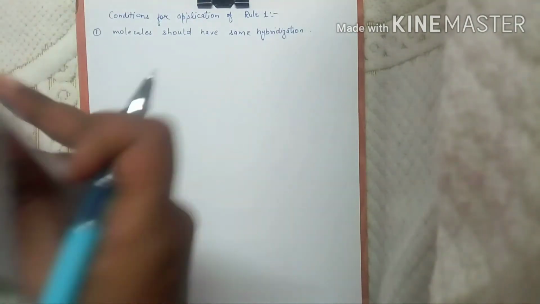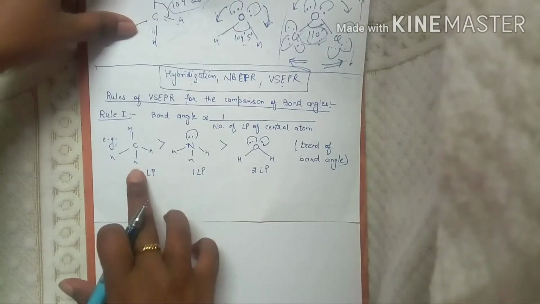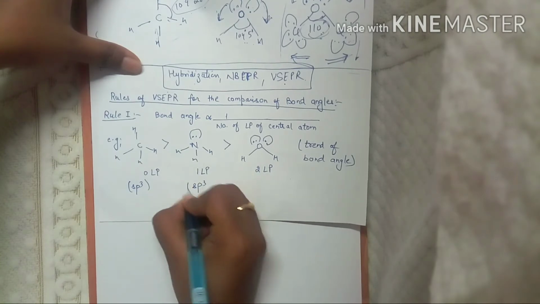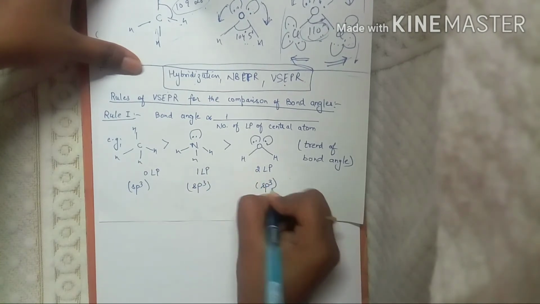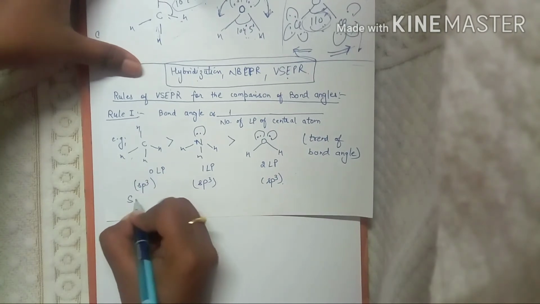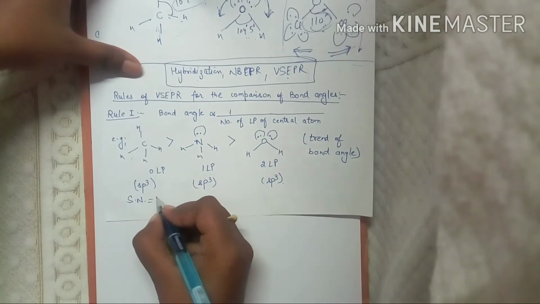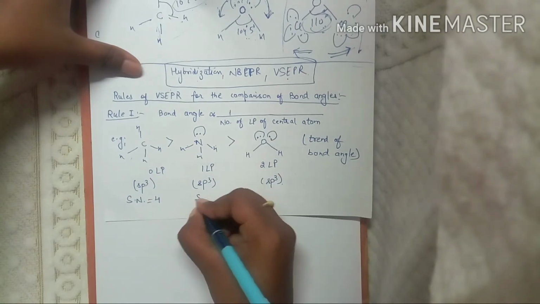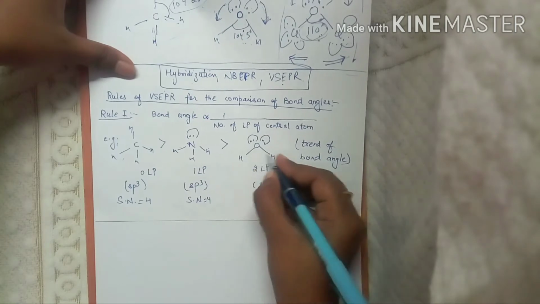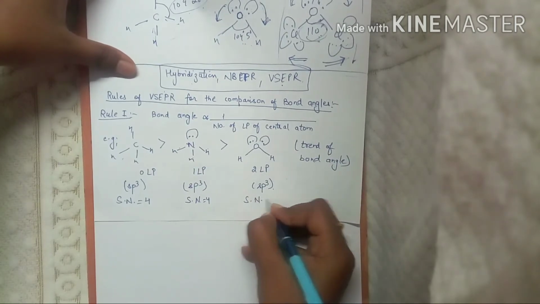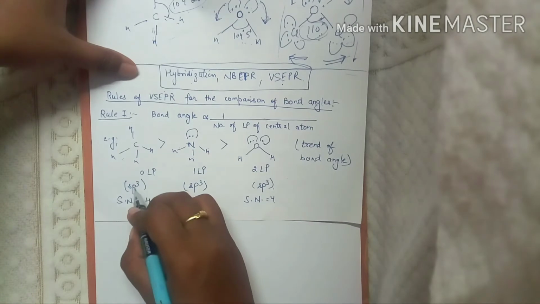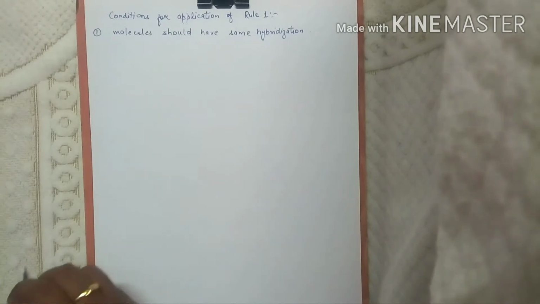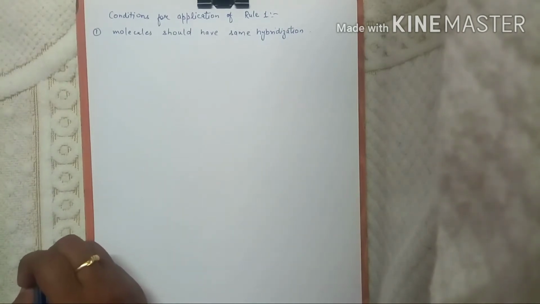If we look at our example, this one is having sp3 hybridization, this is also having sp3, and this is also having sp3 hybridization. Why? Because all of them have steric number 4. See, there are 4 bond pairs; 3 bond pairs and 1 lone pair, steric number 4; 2 bond pairs and 2 lone pairs, steric number 4. For steric number 4 we have sp3 hybridization. All 3 are having sp3 hybridization. So the first condition was satisfied in the previous example.